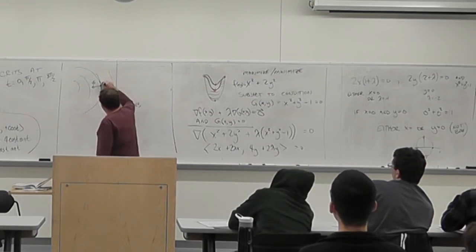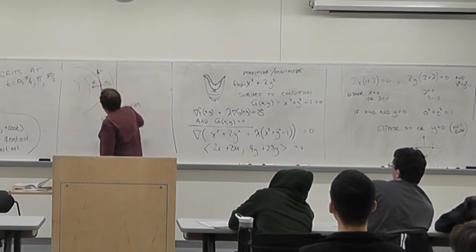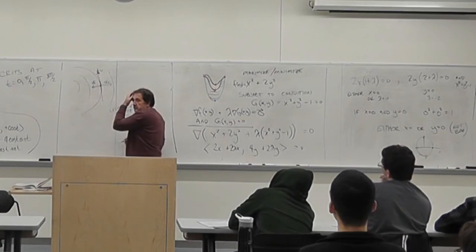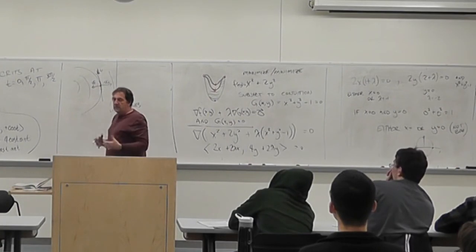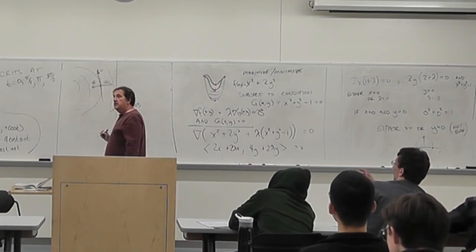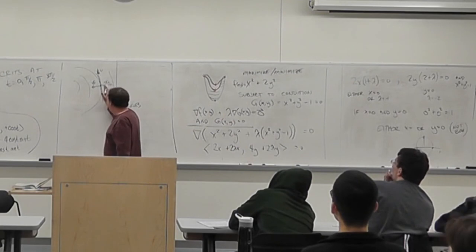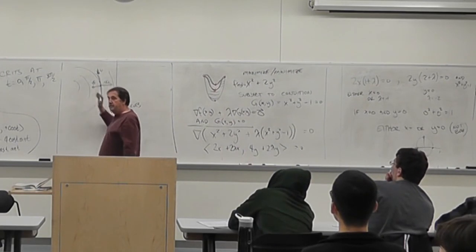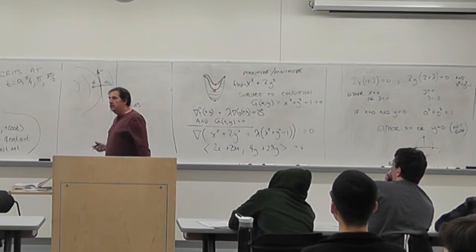So if I take some unit vector here, U, the dot product of these two things is zero. Because the gradient is normal to the level curves of G, if I have to be both on the level curve of G and at a biggest value of f, then they have to be perpendicular. So it's what you say.